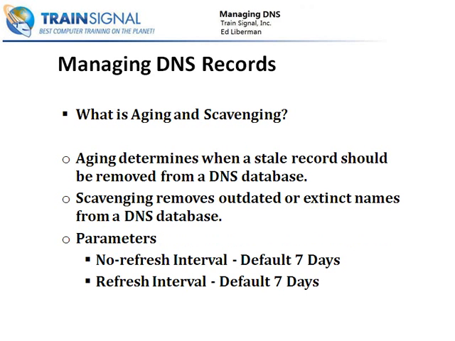So what is aging and scavenging? Well, the aging process allows the DNS server to determine whether a stale DNS resource record should be removed from the DNS database. And scavenging is the process of cleaning and removing the outdated or extinct names from the DNS database. Aging and scavenging helps keep the zone data current. That's the easy way to put it. It's keeping everything current. The process of aging and scavenging is particularly important if the DNS environment is using dynamic updates, because resource records can automatically be modified by the clients, and in some cases, those records won't automatically be removed when the computers are removed from the network.